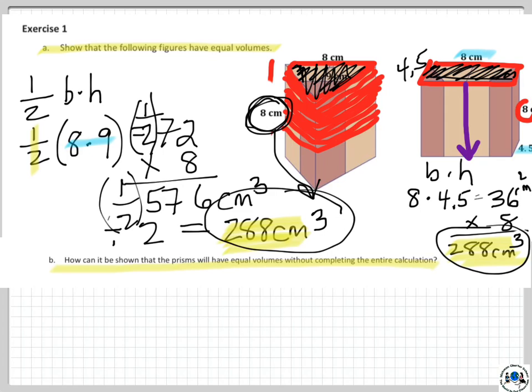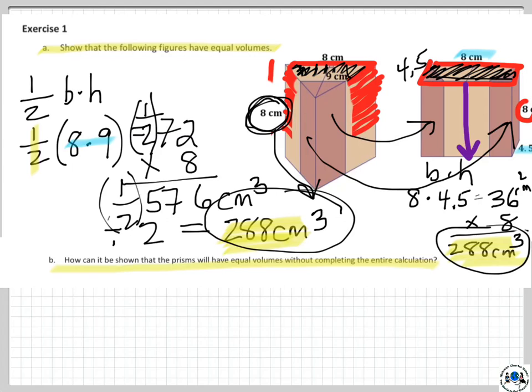And how can it be shown that the prisms will have equal volumes without completing the entire calculation? Well, if you actually had these in three-dimensional form in front of us right now, we could do what I've been talking about here, which is remove a couple of pieces and rearrange them. We could remove these dark brown pieces here and place them there and there. That rearrangement would prove their equal volumes without doing any calculations at all.